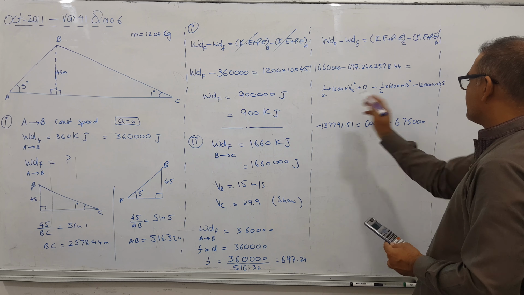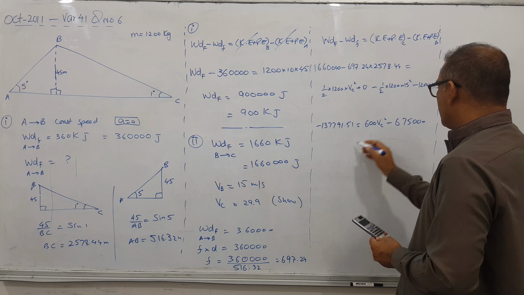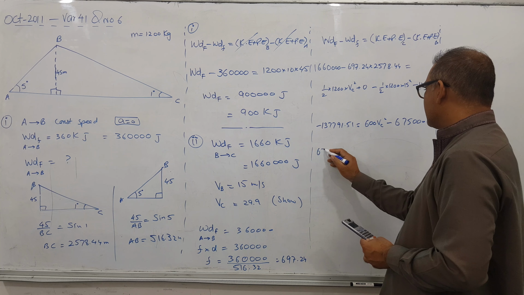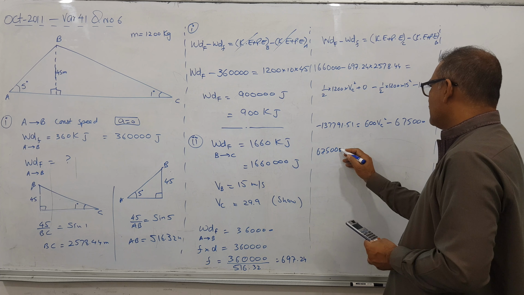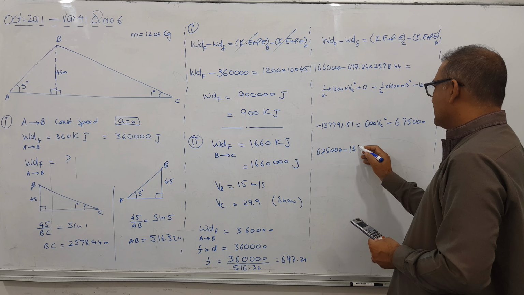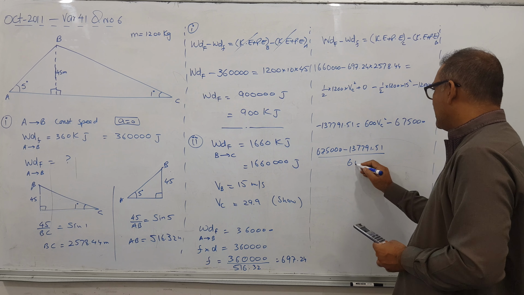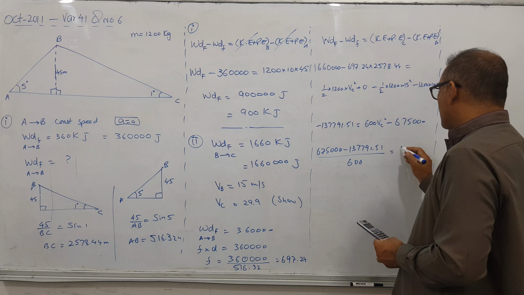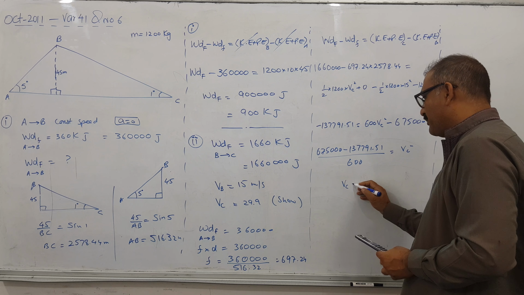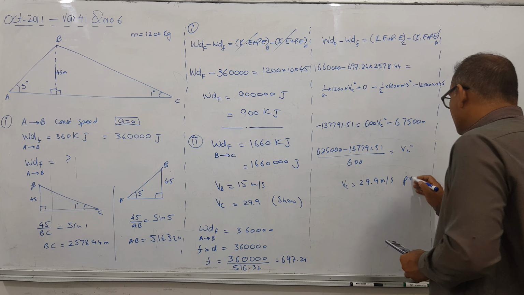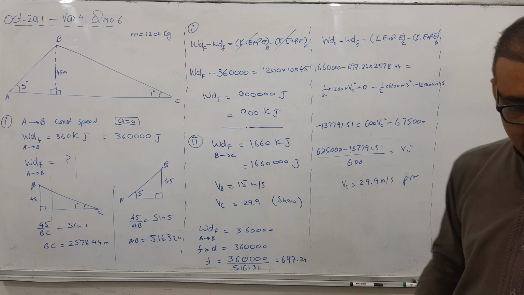It is coming 675,000, and then divide by 600. So I am writing directly: 675,000 minus 13791.51, divided by 600, equal to VC square. VC becomes 29.9 meters per second. So proved. This is the way to prove it.